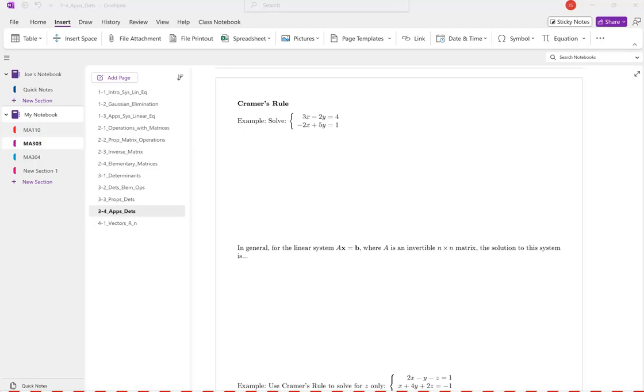So again, to get your cofactors, you remove row I and column J, take the determinant, and then worry about if it's an even or an odd permutation kind of idea. If the row plus the column number is even, you make it positive. If it's odd, you make it negative.